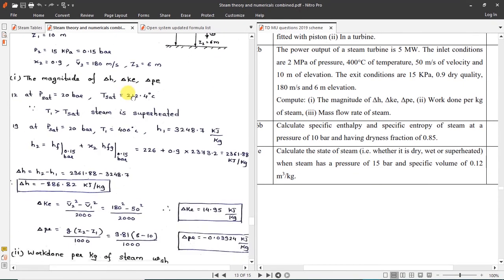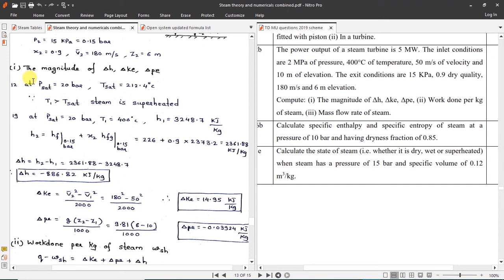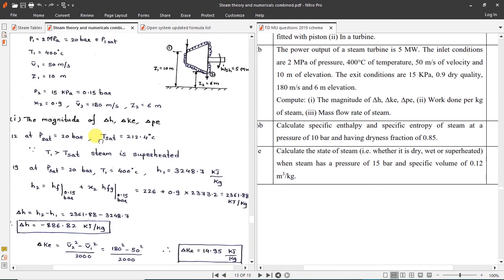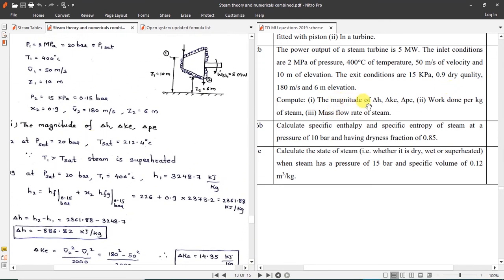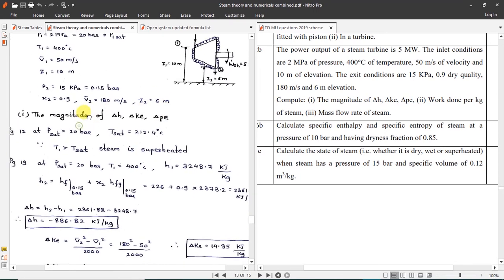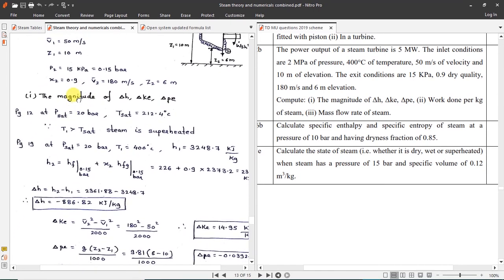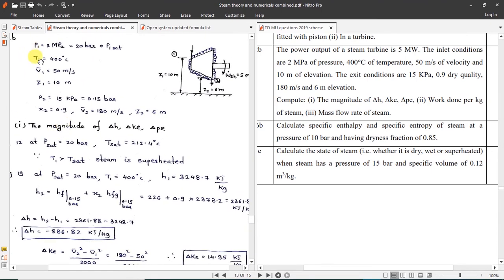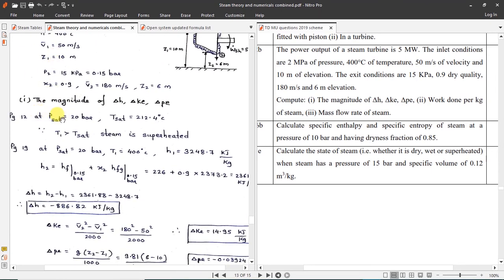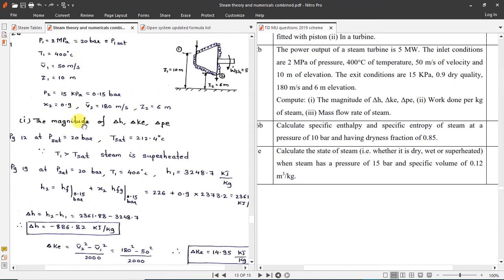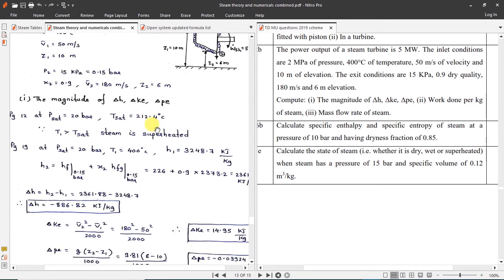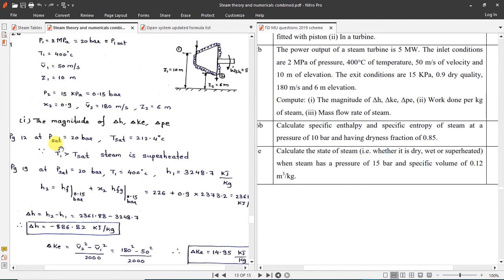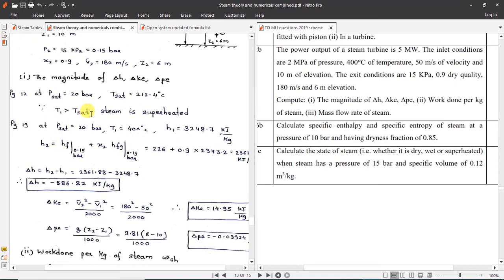Now, what is asked in the question? Magnitude of change in enthalpy, change in kinetic energy, and change in potential energy. So what is the enthalpy for point number 1? For point number 1, here I have also written, at 20 bar the saturation temperature we had seen was 212.4 degrees Celsius. So the given temperature T1 is 400 degrees Celsius, which is greater than Tsat. Therefore the steam is superheated steam.